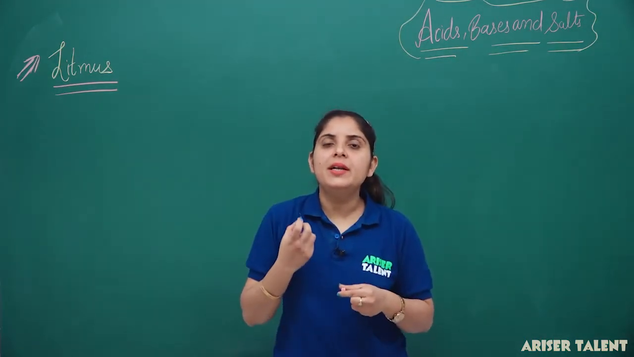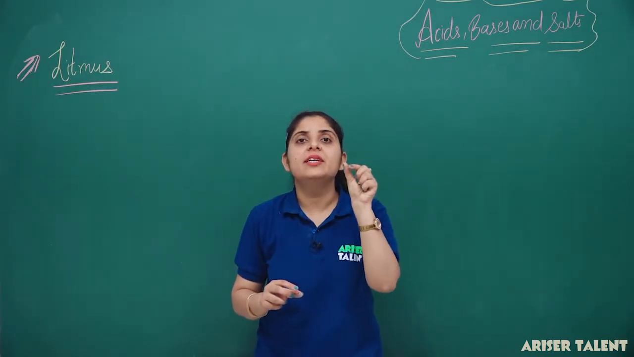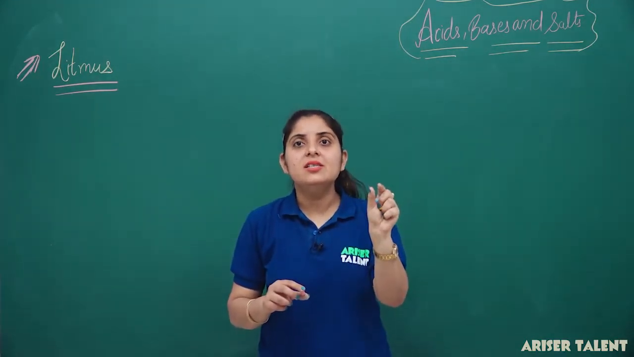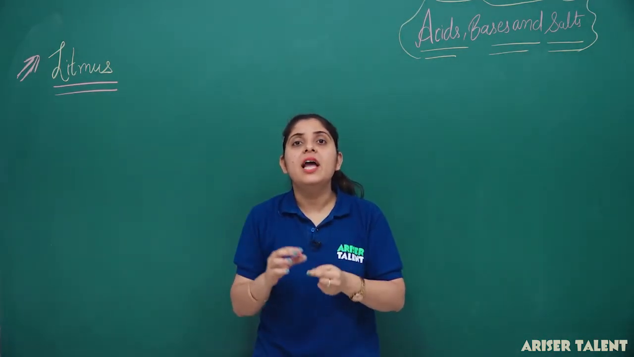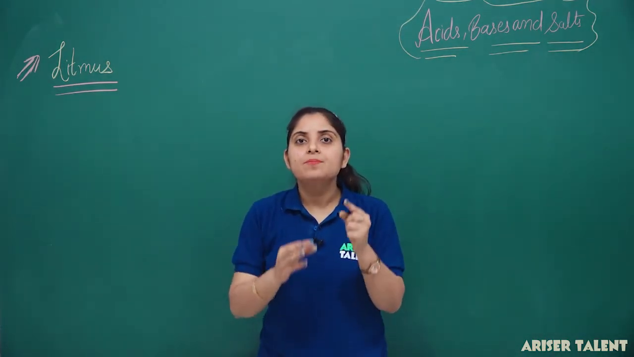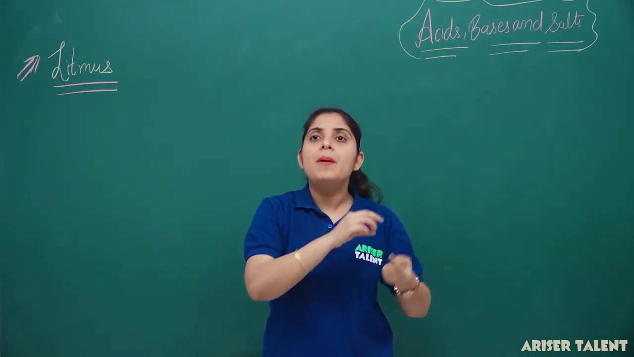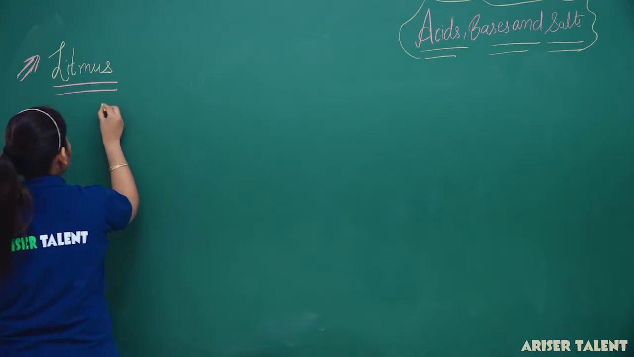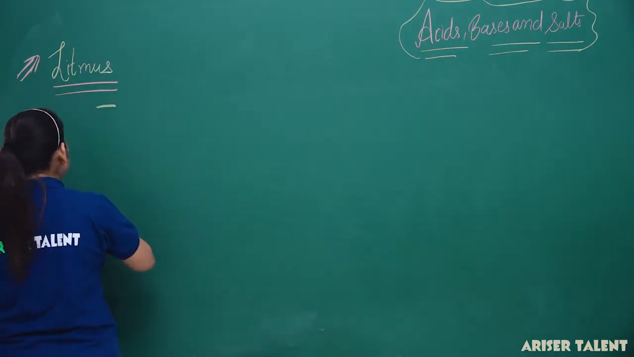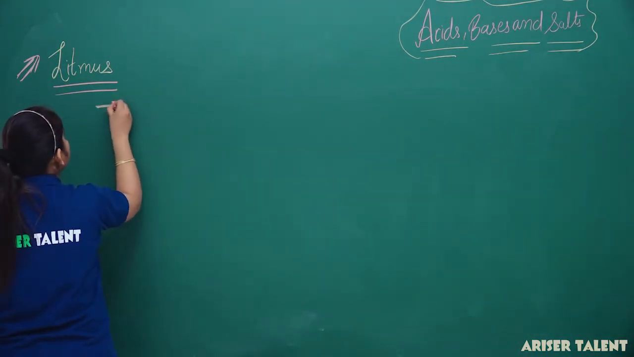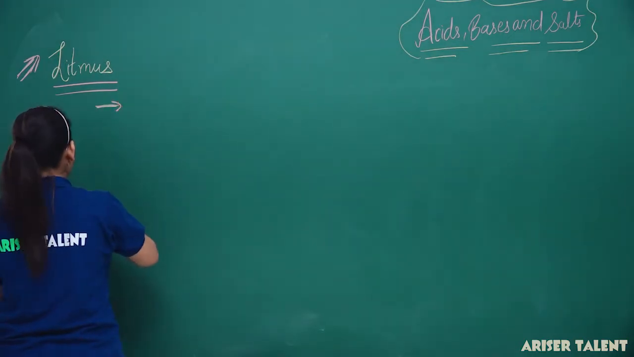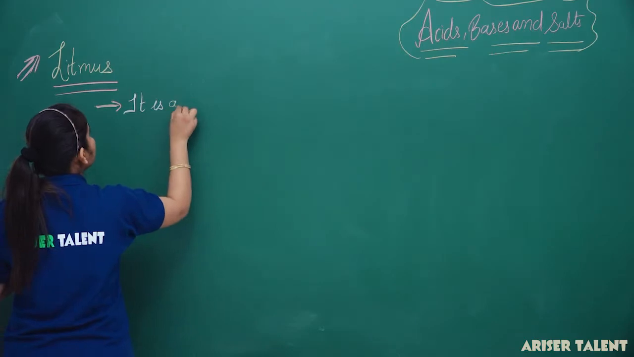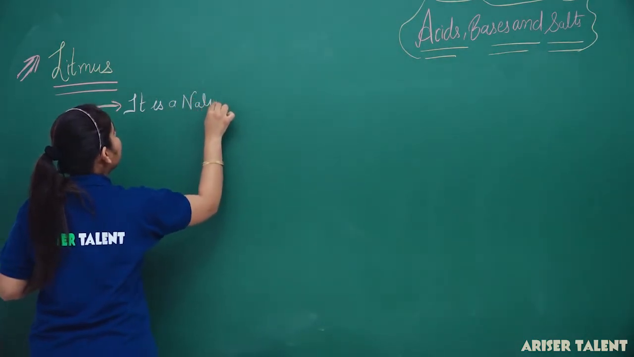Litmus is a natural indicator which is extracted from microorganisms known as lichens, which are in the Thallophyta group. So it means this will be a part of our biological family. So what is litmus? Litmus is basically a natural indicator. First thing is, it is a natural indicator.